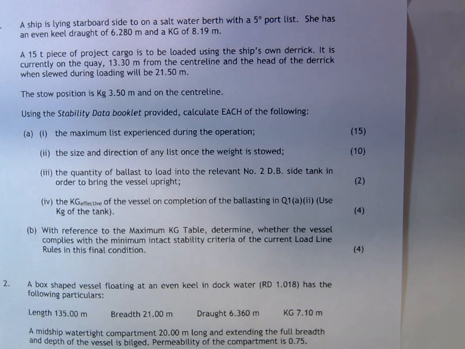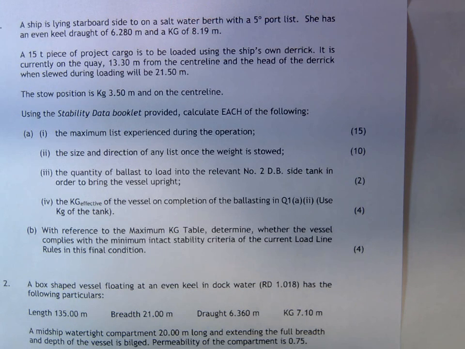And there's a 15-ton piece of cargo to be loaded using our own derrick. It's 13.3 metres from the centre line, and the derrick head is 21.5 metres. And we're given its stowage position, and we're asked to calculate the maximum list, size and direction of any list. So do the first two bits.